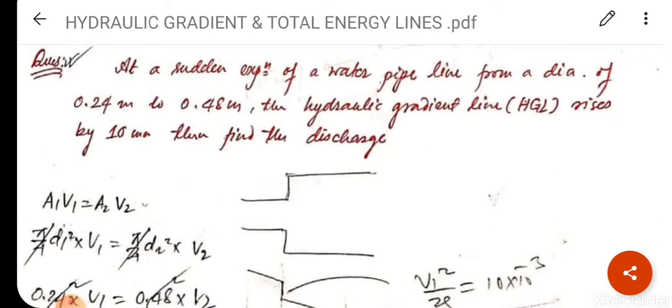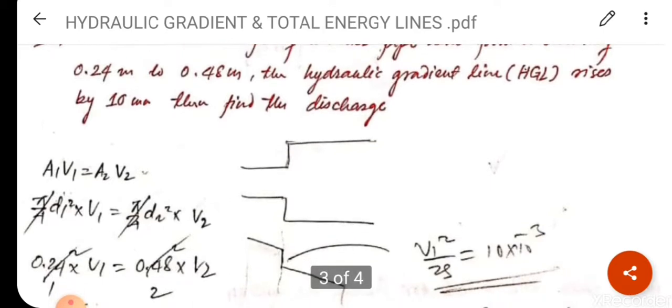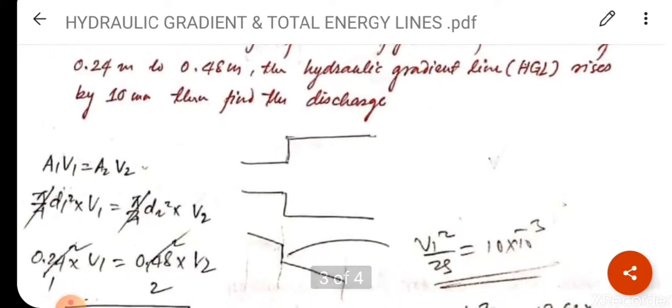At a sudden expansion of a water pipeline from a diameter of 0.24 meter to 0.48 meter, the hydraulic gradient line rises by 10 mm. Then find the discharge. I have not drawn the hydraulic gradient line here, I have drawn the total energy line. I will explain it clearly.